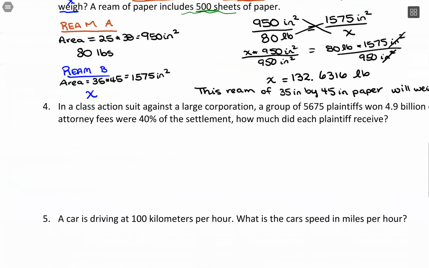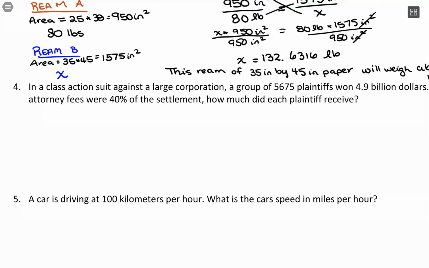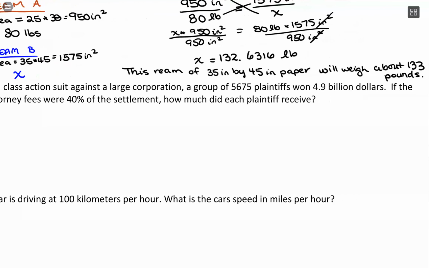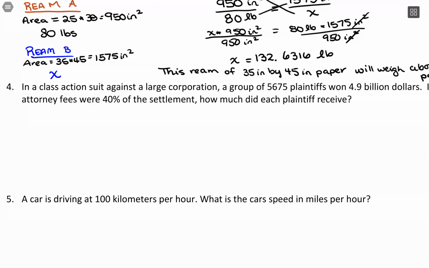All right. Number 4 here, in a class action suit against a large corporation, a group of 5,675 plaintiffs won $4.9 billion. If the attorney fees were 40% of the settlement, how much did each plaintiff receive? So, our important information, we know how many plaintiffs there are. So when we figure out this amount of money that they won, we're going to want to divide it up by that amount.